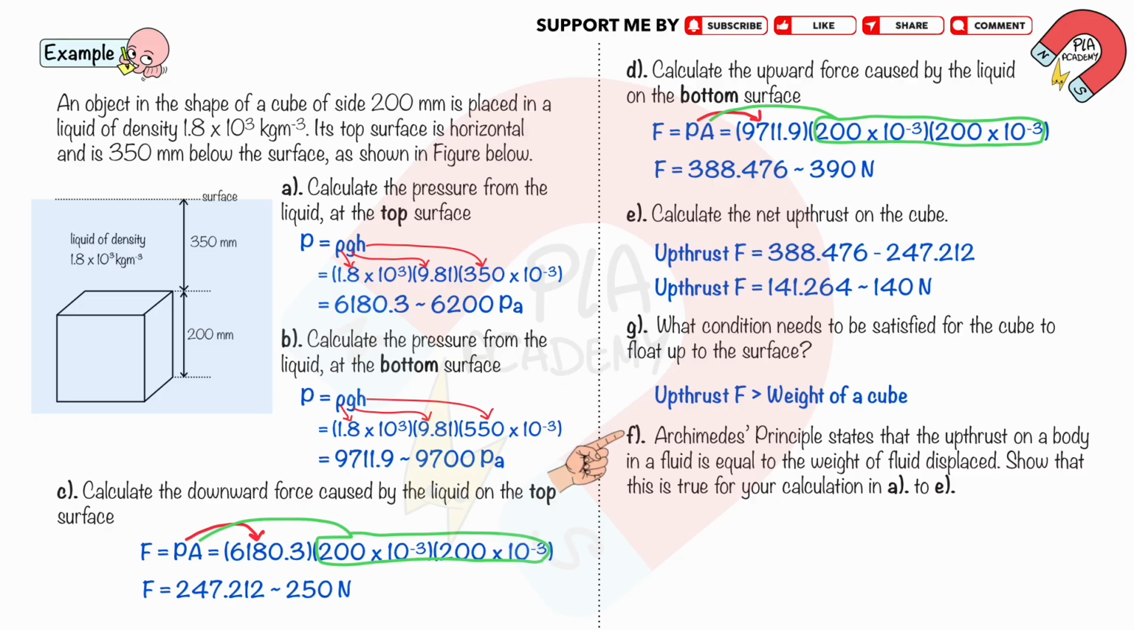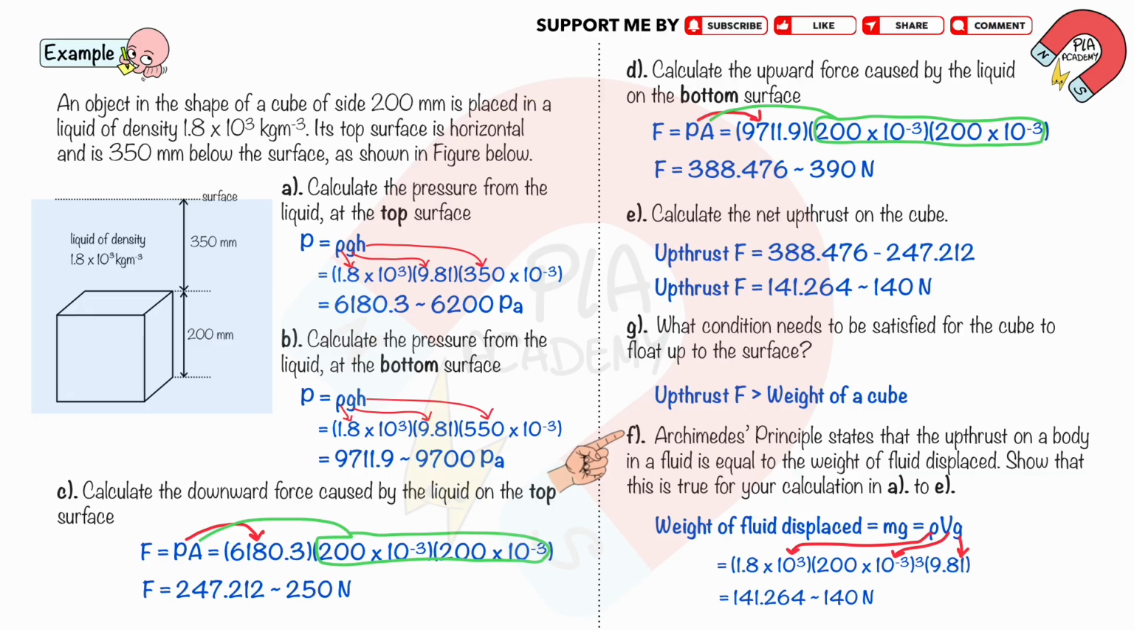F. Archimedes' principle states that the upthrust on a body in a fluid is equal to the weight of fluid displaced. Show that this is true for your calculation in E. The weight of the fluid displaced equals mg, substituting m equals rho V. Substituting rho equals 1.8 times 10 power 3, V equals the cube of 200 times 10 power negative 3, and g equals 9.81. We solve the weight equals 140 newtons for two significant figures. This shows that the weight of liquid equals the upthrust.